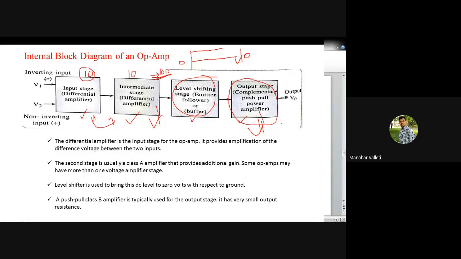And one more important parameter of this complementary push pull power amplifier is that the output impedance is very, very less. So this is about the internal block diagram of operational amplifier.